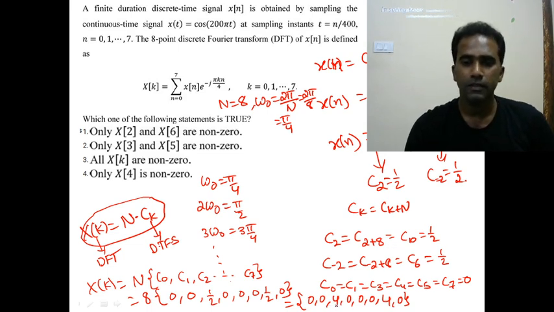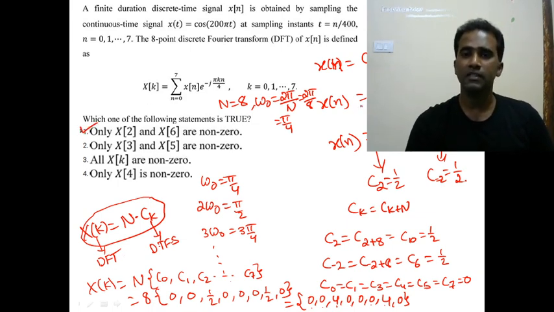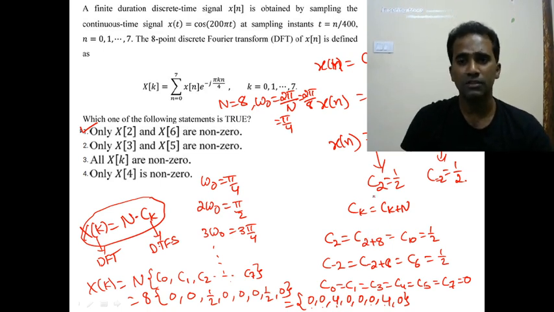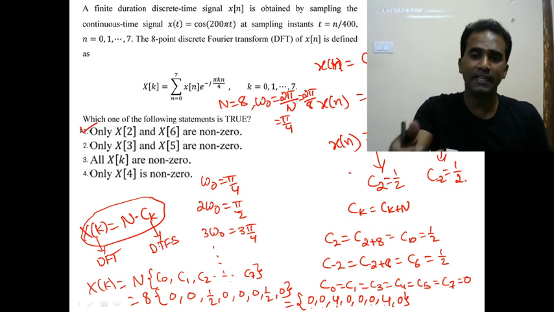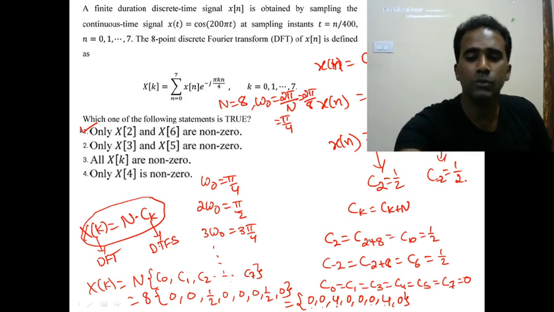So X of 0, X of 1, X of 2 is non-zero, X of 3, X of 4, X of 5, X of 6. X of 2 and X of 6 are non-zero. So this is the perfect answer. This is how you can do it using discrete time Fourier series. If you have understood the concept, you will not take this much time. Since I'm explaining in detail, it is taking so much time. Otherwise, it would have been a very simple question. This is one way of doing it.